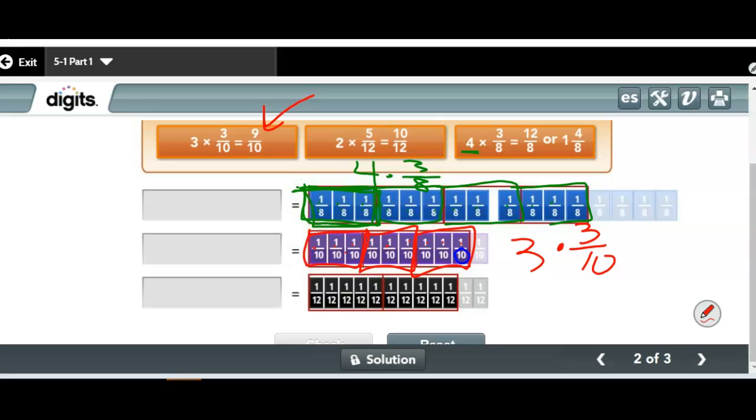The last one. How many total boxes are there broken up into? Mark, how many boxes is broken up into?